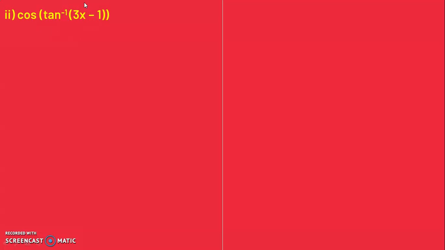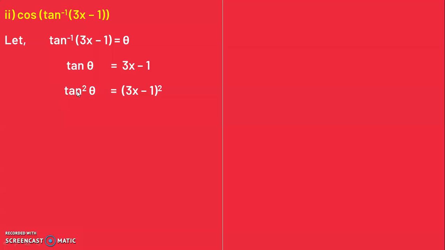Here let tan inverse of 3x minus 1 be theta. So tan inverse of 3x minus 1 is equal to theta. So what will tan theta be? Tan theta will be 3x minus 1. If you take tan square theta here, this 3x minus 1 will also have the square. Tan square theta is equal to 3x minus 1 the whole square.